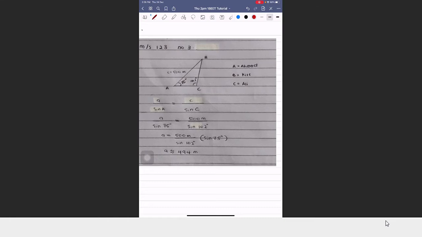Ahmad is flying a kite out on 500 meters of string, which makes an angle of 75 degrees with the ground, while his friend Ali notes that the angle formed by the kite and Ahmad from his position is 102 degrees. How far is the kite from Ali?